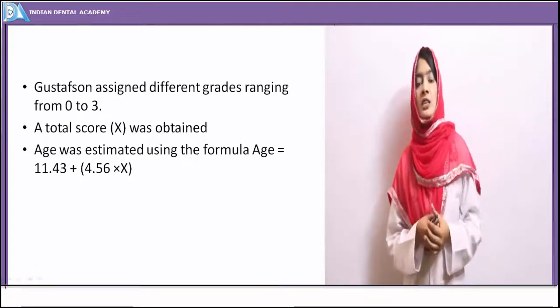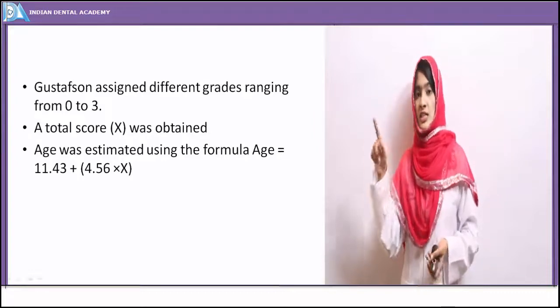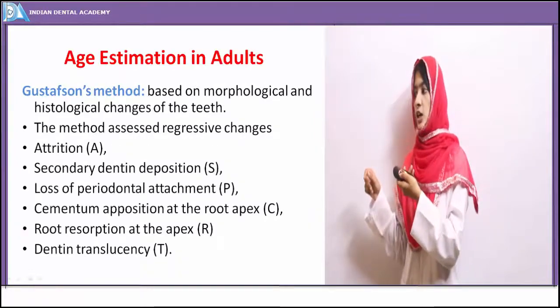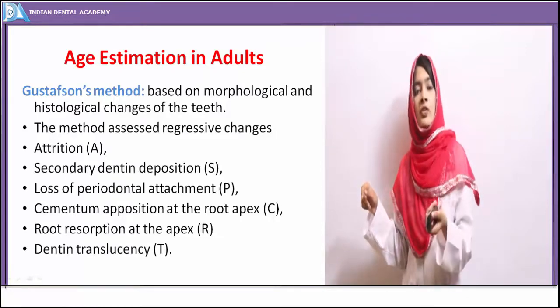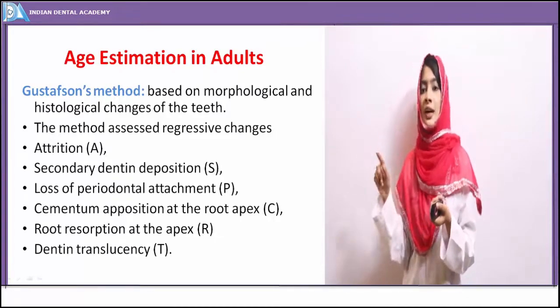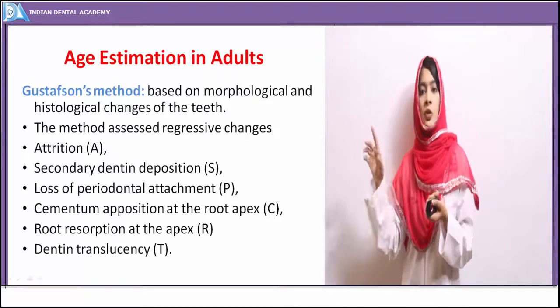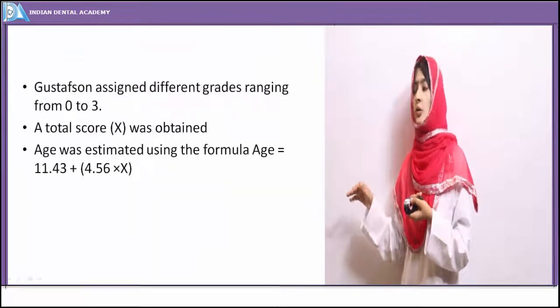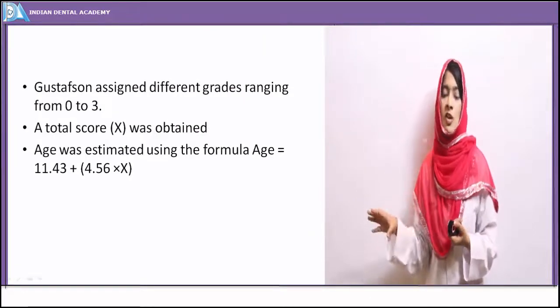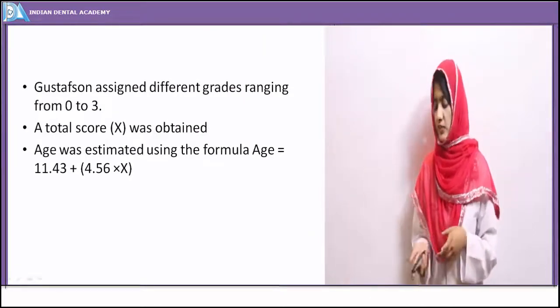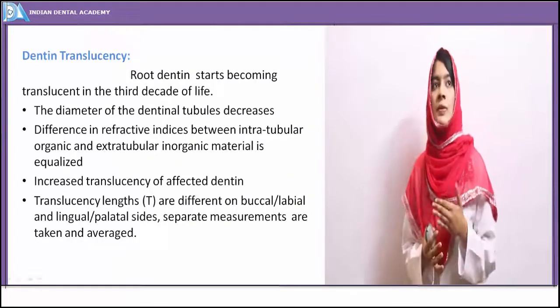Okay, and the regressive changes are denoted by the terms A, S, P, C, R, T, counting the number of regressive changes located in the oral cavity. Suppose attrition is noted in 4 teeth, A4. Like that it was counted and graded from 0 to 3, and a total score was obtained. Finally, the formula helps us in identifying the age. So that's the age estimation formula.